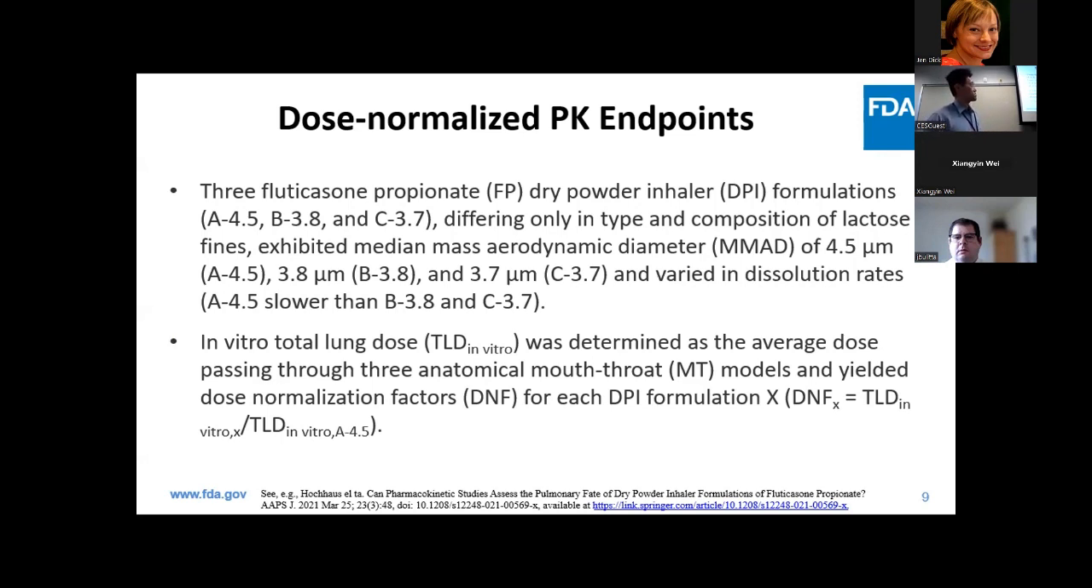And then looking at the in vitro total lung dose, that was normalized to determine the average dose passing through the 3 anatomical mouth-throat models, and the other normalized PK total lung factors, to look at how much of the total drug can be deposited into the lung. So the aim of this example is to look at various ways to interpret the data, to understand how various in vitro data impact the in vivo PK study.